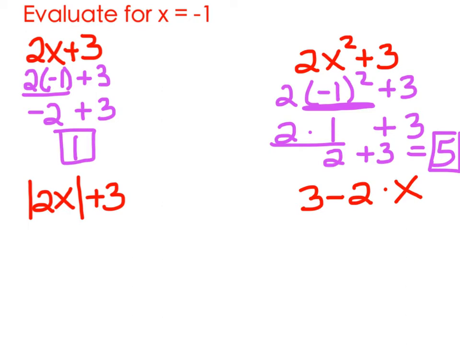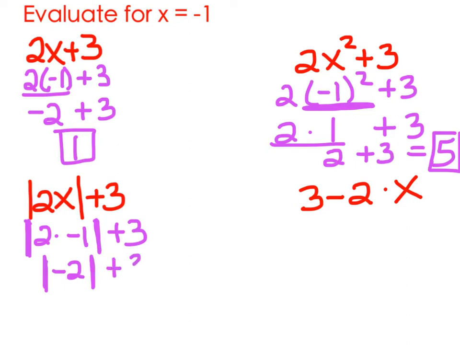Alright, the next one, the absolute value of 2x plus 3. So the absolute value of 2 times negative 1 plus 3. Alright, we treat absolute value bars the same way as we do parentheses. So we're going to do what's inside of there first. And 2 times negative 1 is negative 2, so I still have my bars and then negative 2. Absolute value of negative 2 plus 3. The absolute value of negative 2 is positive 2, so I have 2 plus 3, and that equals 5.